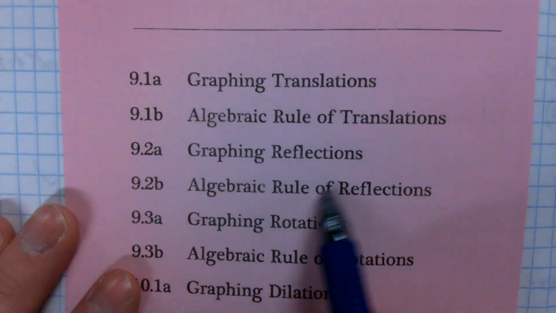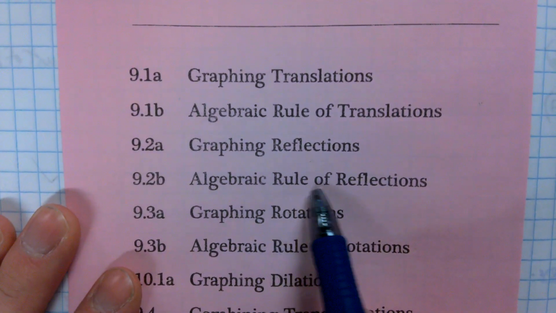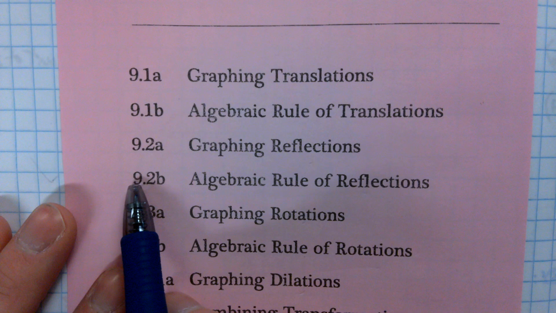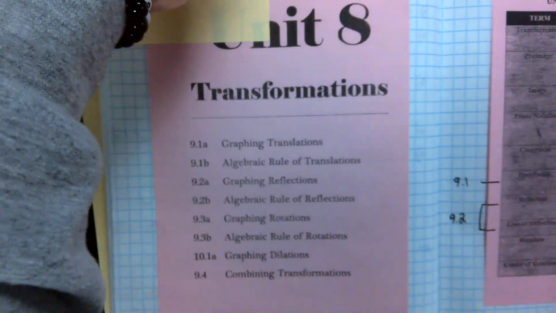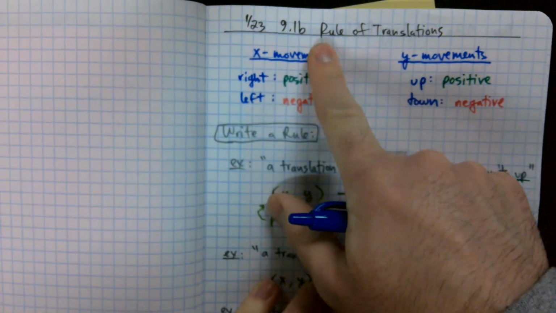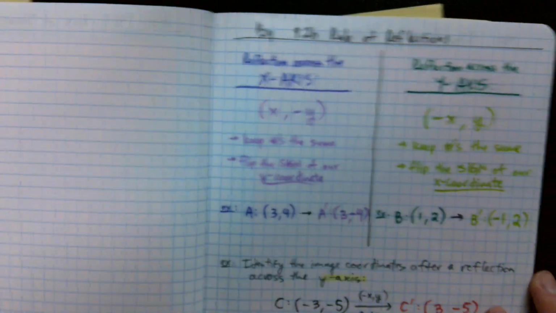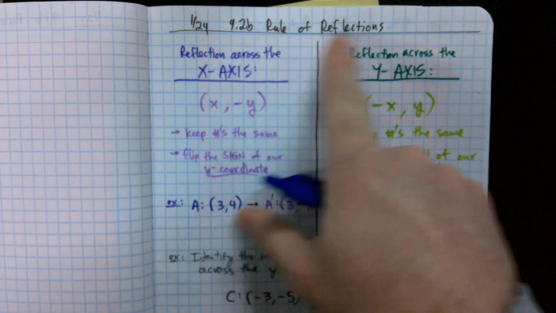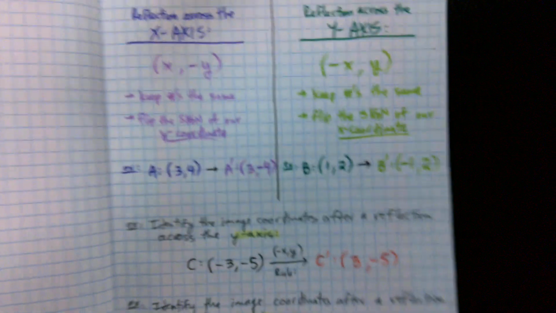So now that I know it's a reflection, what should I do? Well, I should look for the rule of reflections, which was 9.2b. Okay, it's a good thing we have numbers and table of contents and all this good stuff. 9.2b, where would that be? There's 9.1b, it must be after that. 9.2a. Hey, look at that, 9.2b, the rule of reflections, right up there on the top.